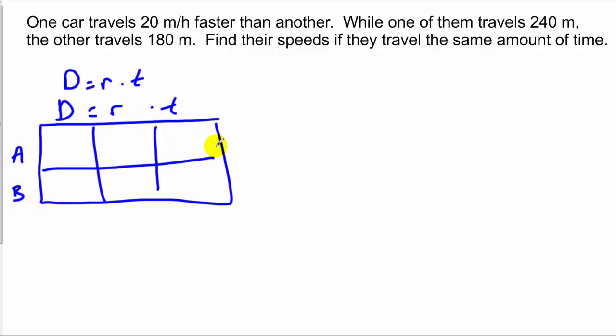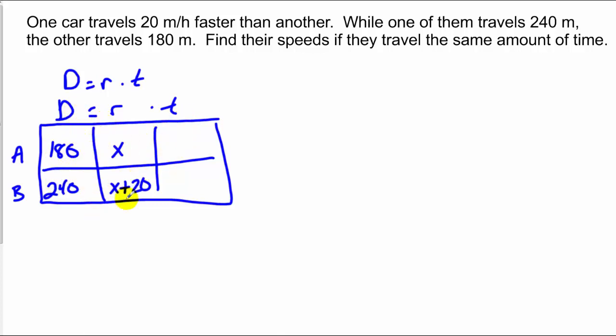Call these A and B. One individual is traveling at 20 miles an hour faster than the other. Let's say this guy goes x, this guy goes x plus 20. It also says that one travels 180 miles and the other 240, and we want to find their speeds if they travel the same amount of time. So in the same amount of time, the guy who's going faster is obviously going further. So he goes 240 miles, and the first guy would go 180 miles traveling at the slower speed.